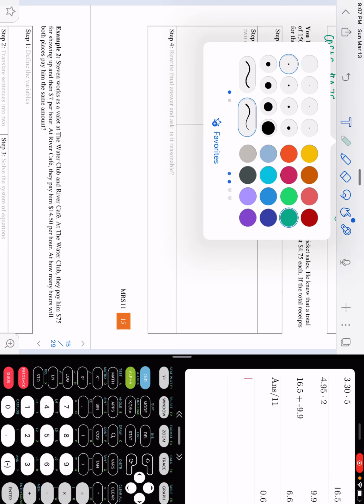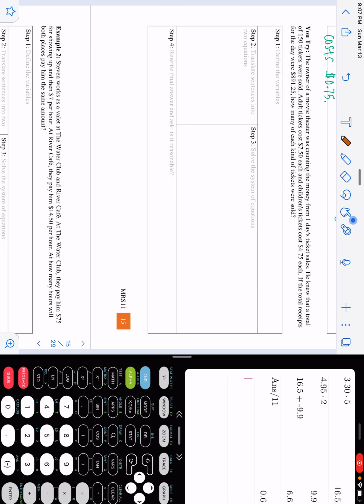So again, we need to set up our step 1, define our variables. Let's see if you can pause and define your own variables before we go over it. Unpause when you are ready. So I'm going to have A stand for the adult tickets, but what about the adult tickets? It's not the cost, right? It's how many were sold. So A is going to be adult tickets sold.